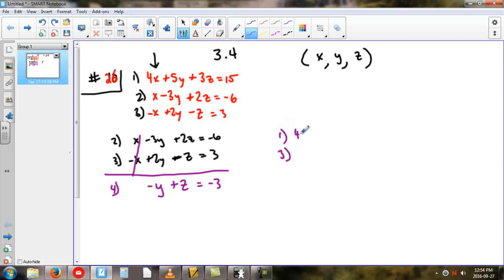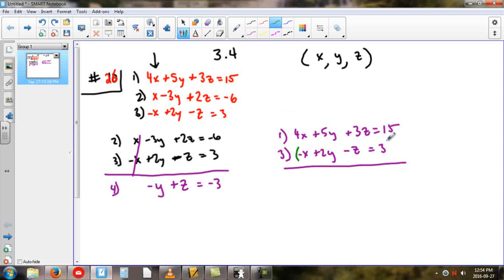And equation 1 is 4x plus 5y plus 3z equals 15. And down here I have negative x plus 2y minus z equals 3. Well, if I tried to cancel right now, if I just added the equations, I wouldn't get the x's to cancel. And that's because 4x minus 1x is only 3x. So I need to multiply the second equation by 4. And I actually might move that over. Let's put that on the other side real quick.